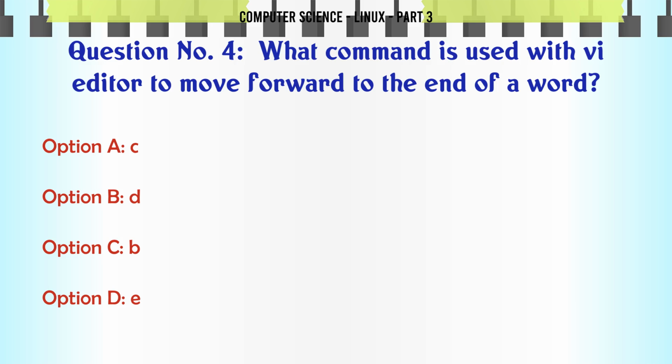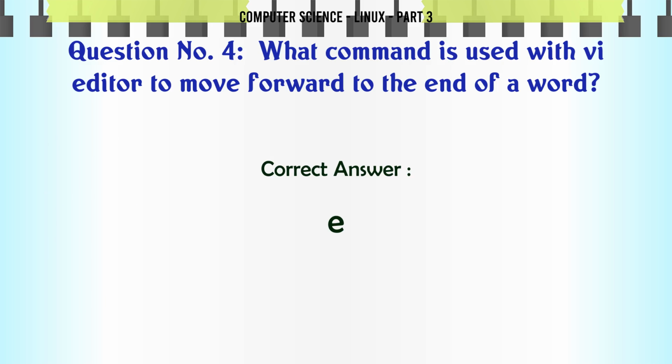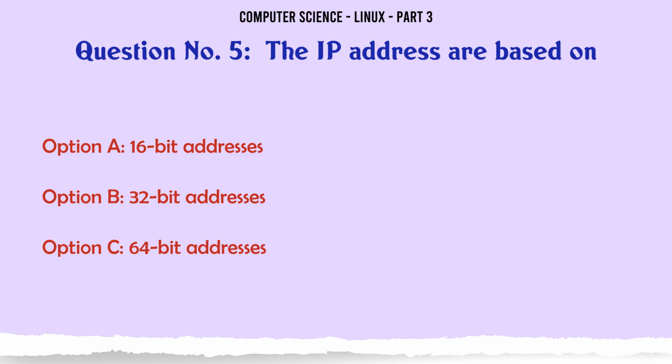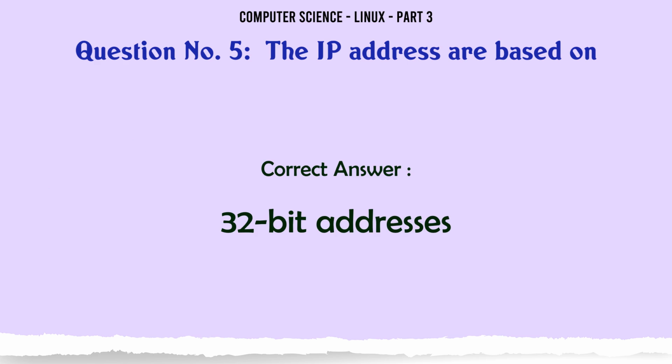What command is used with the vi editor to move forward to the end of a word? A. C. B. D. C. B. D. E. The correct answer is E. The IP addresses are based on A. 16-bit addresses, B. 32-bit addresses, C. 64-bit addresses, D. 8-bit addresses. The correct answer is 32-bit addresses.